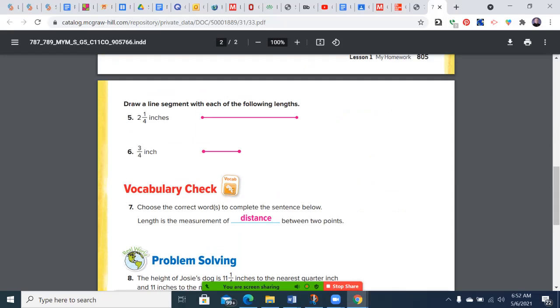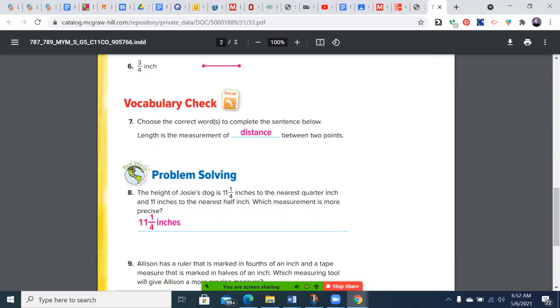Numbers 5 and 6, you should draw a line segment of about 2.25 inches and 3/4 of an inch. If you did this using the Google form, please make sure you show me your lines. It'll be kind of tough, but at least I can eyeball if you're in the ballpark here. 7, the correct way to complete it: the length is the measurement of distance between 2 points.